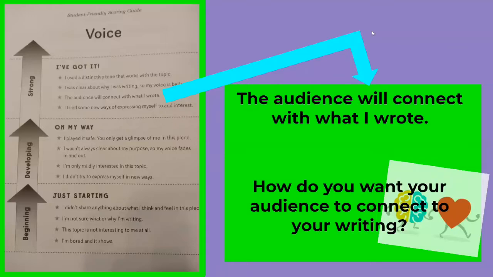So today we're going to want to establish that the audience will connect with what I wrote. You want your audience to connect with what you wrote. So how do you want your audience to connect to your writing? Do you want them to go out and do something about it? Do you want it to help bring about change to something? Do you want them just to enjoy the reading and make them feel good and happy? Do you want to make them feel sad or upset or angry? What is your purpose, and how do you want to connect that to your audience in your writing?